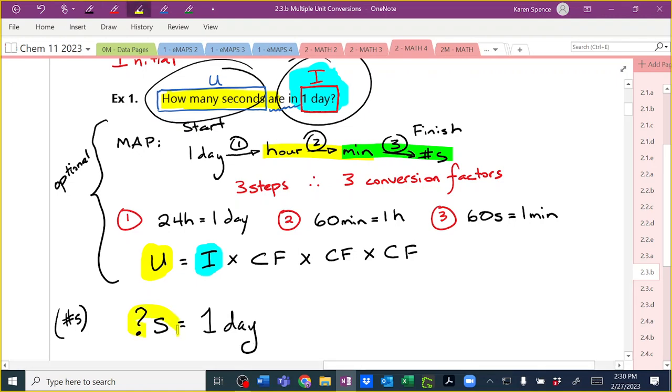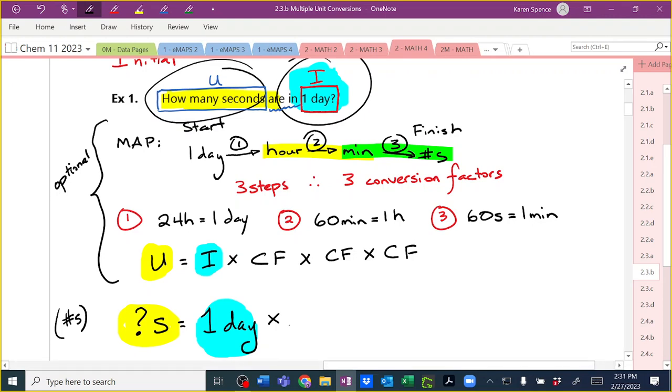So we have our unknown is equal to our initial quantity, and then times, what does a conversion factor look like in general? How many things are in a conversion factor? 2 things. Where are they? One is on the top, one is on the bottom.